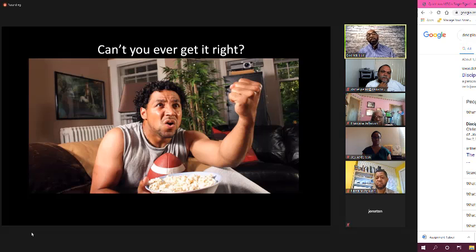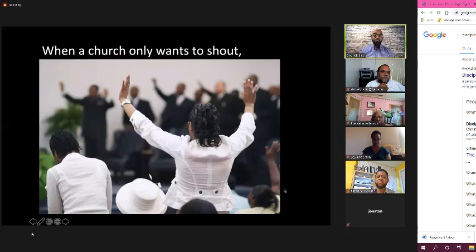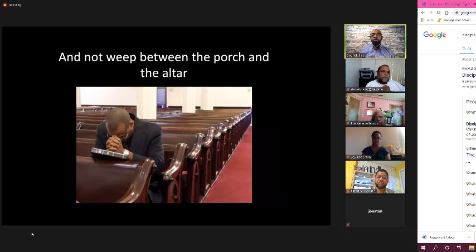If you go and begin to integrate in the fellowship, participate in the worship, involve yourself in the management and train others, the church dynamic will change. But instead, people choose to sit out and criticize the church. That's how you know the church is out of balance: when all the church wants to do is shout, but not weep between the porch and the altar.